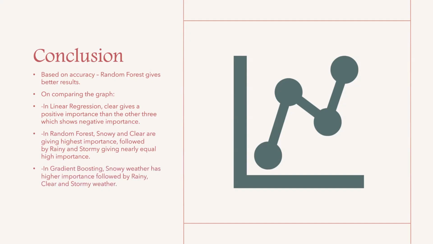And the third one, the gradient boosting, where the snowy is given a higher importance, followed by rainy, clear, and stormy weather, where there is a big gap. As we can see, if all the four have good importance and are nearby with not much gap, it means that it's giving a really good prediction, a nearly perfect prediction.